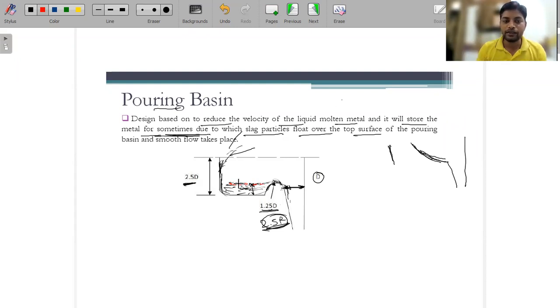So if there is any slag, it will come to the top. After that we can take it out, not by hand, because it is a molten material with a very high temperature. There are filters available, through which we can take out the slag, and the rest of the material passes through the sprue. For some time, the slag particles float over the top of the surface, and also we use it for smooth flow. If it fills up to a specific height, it will flow easily, meaning there will be no impact loading, just a smooth flow. So this is the pouring basin, it is very simple.